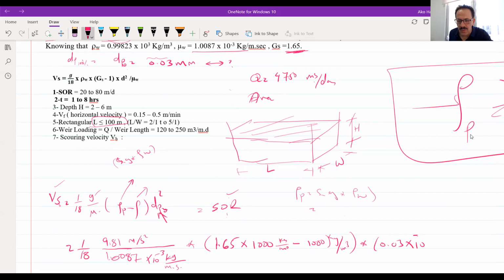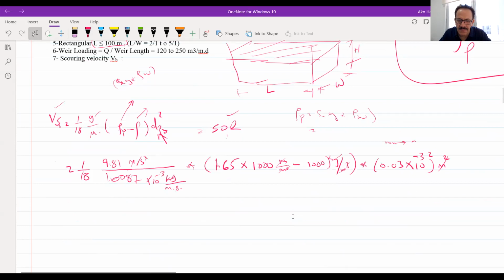minus 6, millimeters to meter, please. So then this is going to be squared. Now this will be meter square, 1 meter cube. This meter with this meter, and the seconds, kilogram with the kilogram, and the second is 1 second. So the answer will become in meter per second.